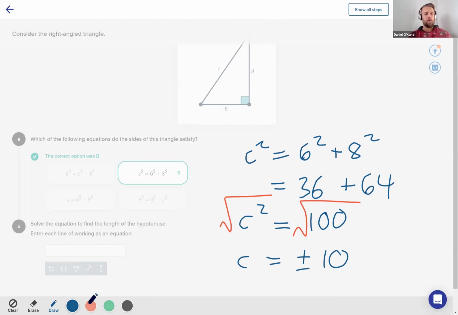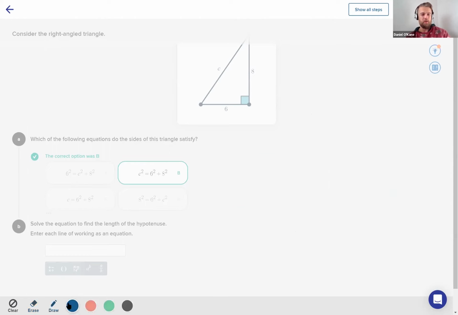Negative 10 times negative 10 is positive 100. But in the context of Pythagoras' theorem, because you're looking at lengths, lengths can only be positive, so we don't worry about this extra part. That's something you should do for algebra later. But for now, c I just know is equal to 10, using Pythagoras' theorem. So that's one way you can do this. The other way, what some teachers show you, is that you take the square root first. So if c squared is equal to 6 squared plus 8 squared, some teachers tell you to do the square root first.